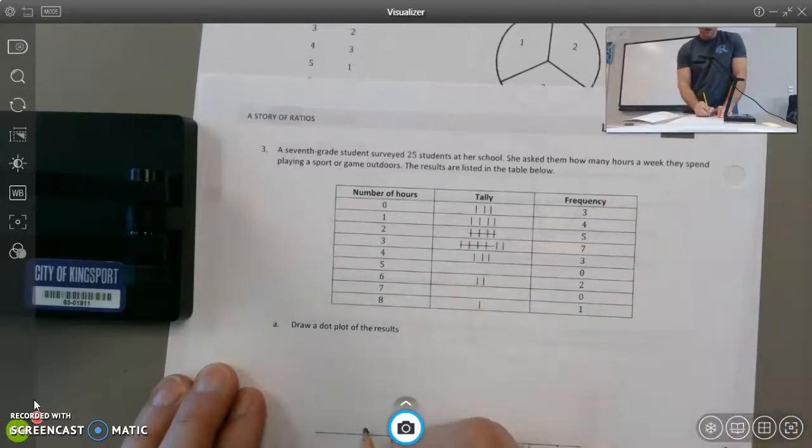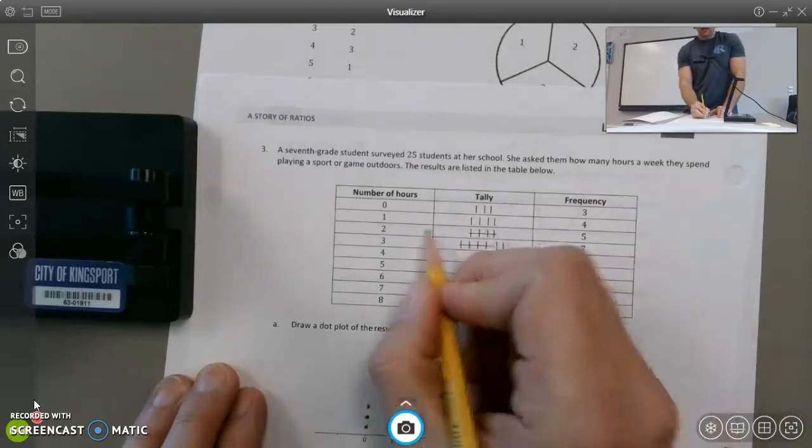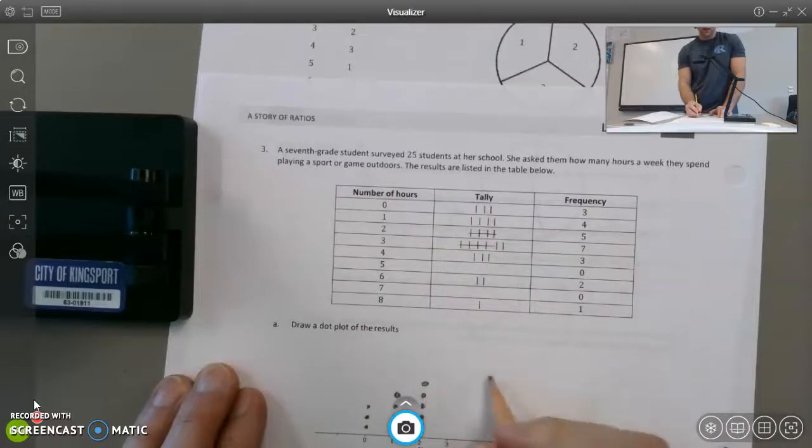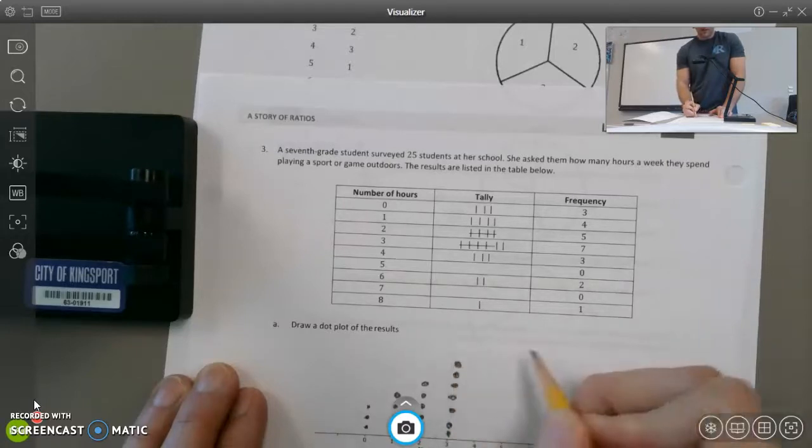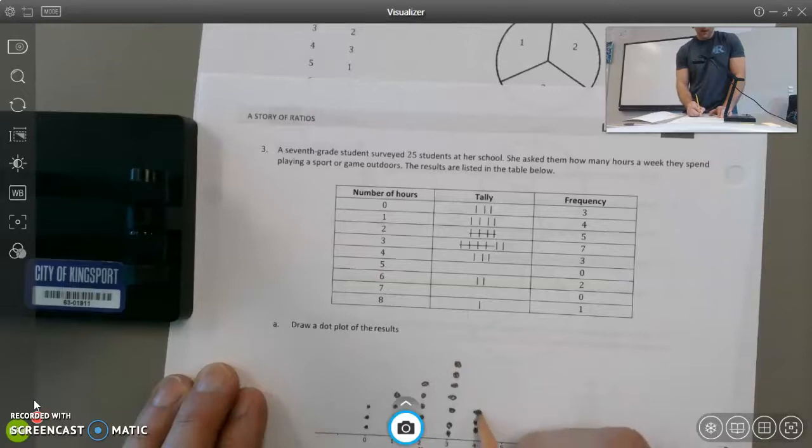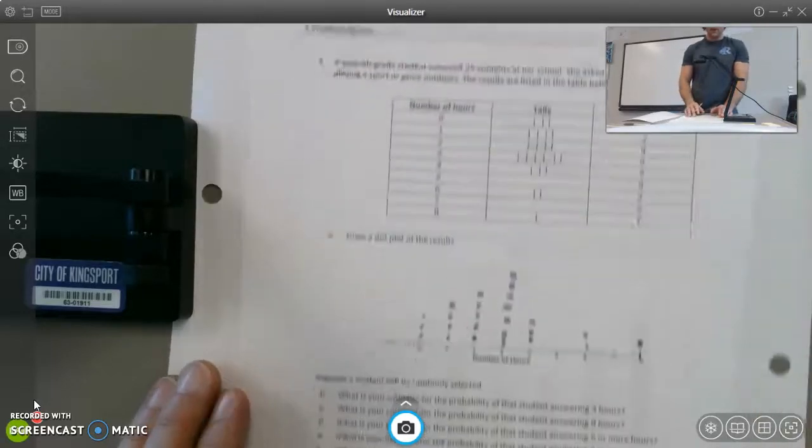4 students said 0, excuse me, 3 students said 0. 4 students said 1. 5 students said 2. We're just putting as many dots as responded with 2. 7 students responded with 3. So that's 7. 3 students responded with 4. No students responded at 5. 2 responded with 6. None at 7. And 1 student responded with 8.